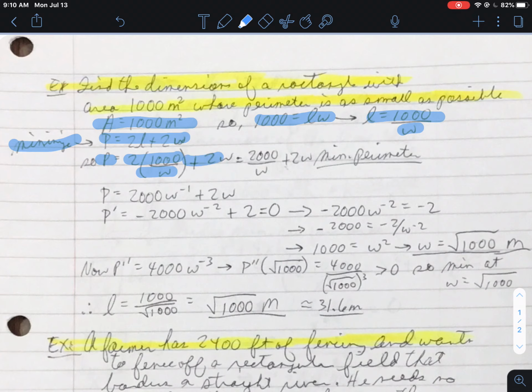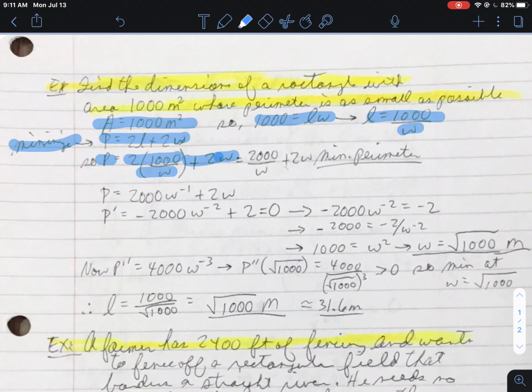I now have our perimeter in terms of a single variable, in terms of W. And so from this point forward, we're just back to finding critical numbers. I want the critical values of P. We'll use our first derivative to find them, and then we'll determine whether that is the location of a maximum or minimum, which it should be a minimum because we are looking at the smallest possible perimeter.